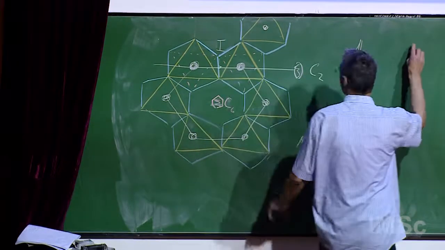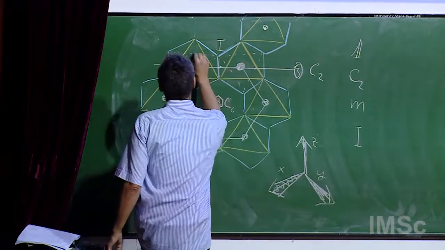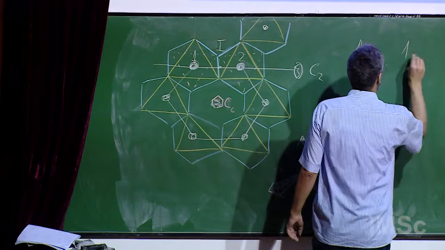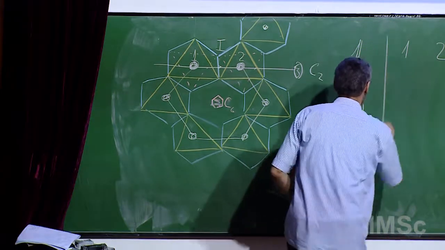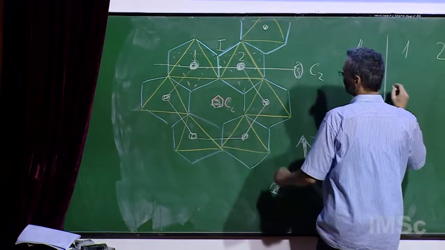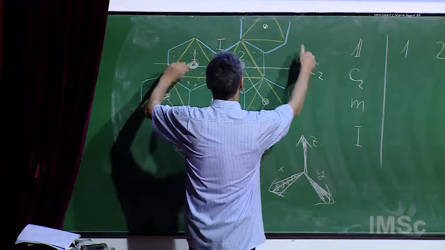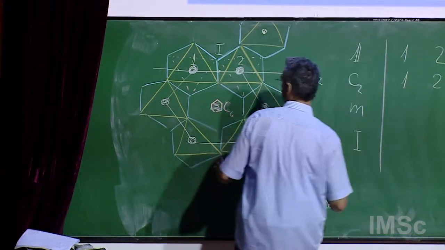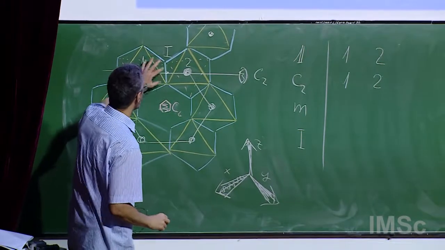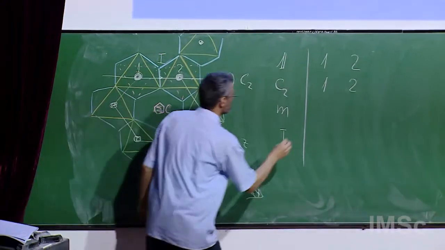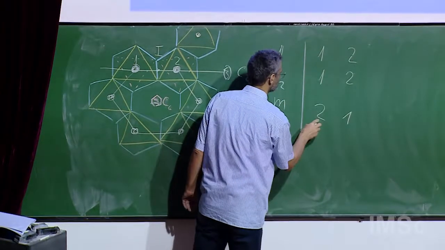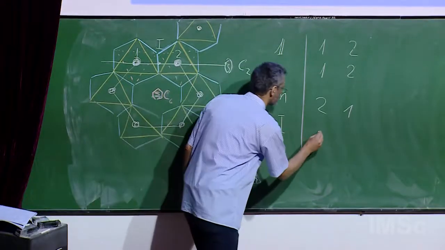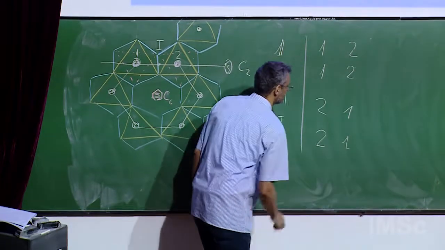Right. Okay, so I have sites 1 and 2 here. So the identity doesn't do anything to sites 1 and 2. The C2 makes a rotation around this link. So 1 and 2 will stay where they are. The mirror will exchange 1 and 2. So 1 will go to 2, and 2 will go to 1. And inversion, of course, also exchanges sites 2 and 1.